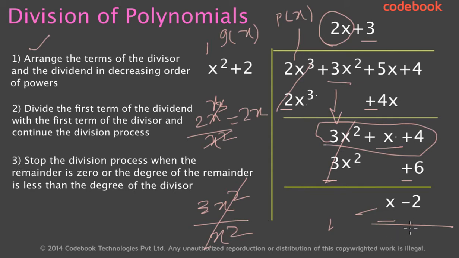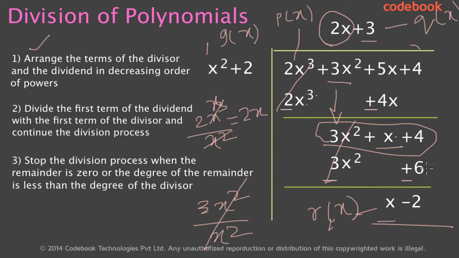So we can say that when p of x, 2x cubed plus 3x squared plus 5x plus 4, is divided by the divisor x squared plus 2, which is your g of x, you will have a quotient 2x plus 3, which you can call q of x, and a remainder x minus 2, which you can call r of x. So you ended up with 4 polynomials over here. p of x and g of x were given, and you have calculated the quotient q of x and the remainder r of x.